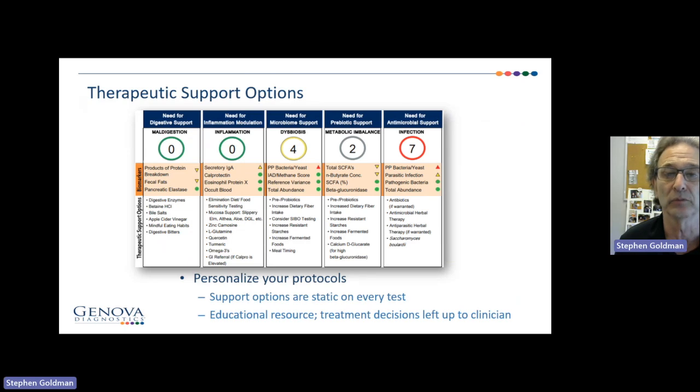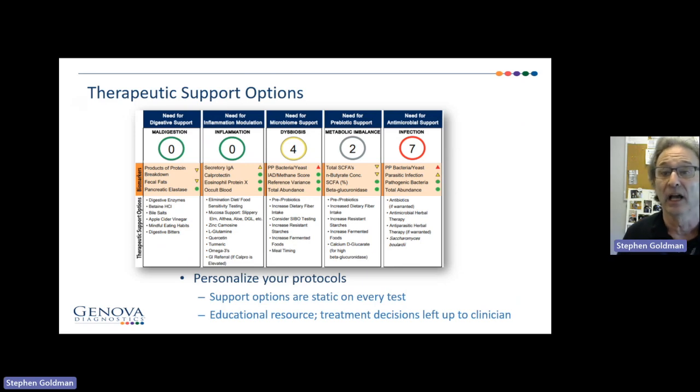The gray would be the metabolic imbalance that you see here, which would be optional. The 4 here in yellow would be a moderate need. Red would be a high need. So again, green, minimal need, gray optional, yellow more moderate need, and red high.